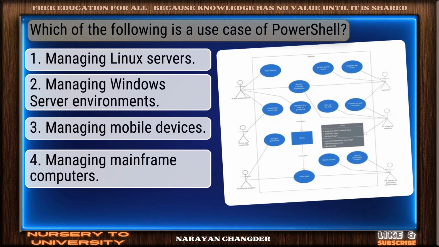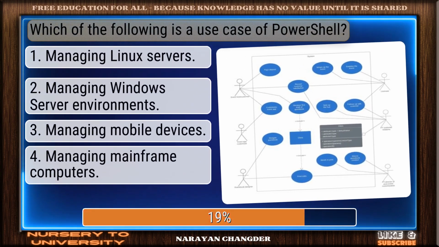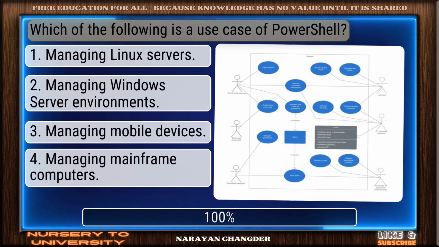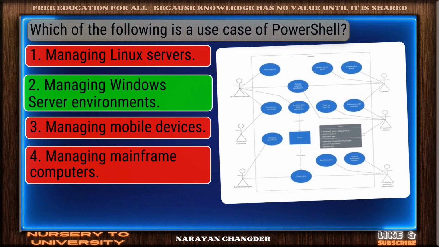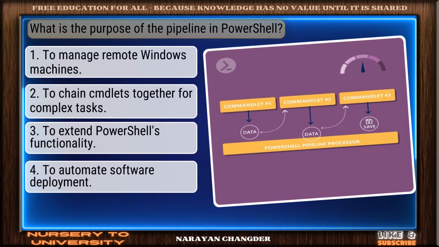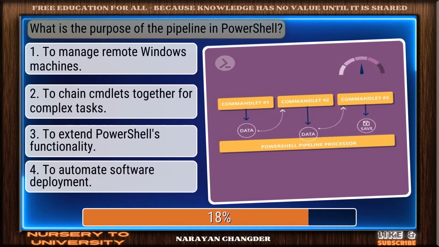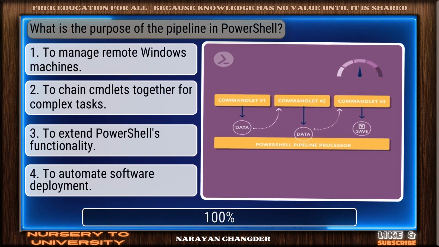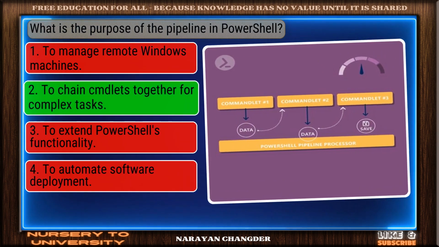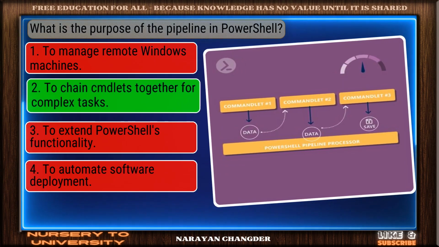Question number 48. Which of the following is a use case of PowerShell? Right choice. Managing Windows Server environments is the best answer. Question number 49. What is the purpose of the pipeline in PowerShell? Perfect. To chain cmdlets together for complex tasks is the correct choice.